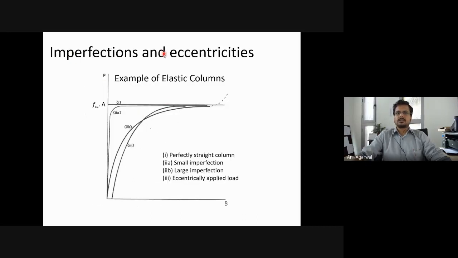The other factor is imperfections and eccentricity. As we had discussed in the beginning, the columns that we buy or the columns that we use in the field may not always be perfectly straight, or they may not always be concentrically loaded. Sometimes they may be eccentrically loaded. So if you have an eccentrically loaded column, then as you apply the load P, the column would start bending a little bit. And what we are plotting here is the lateral deformation of the column versus axial load.